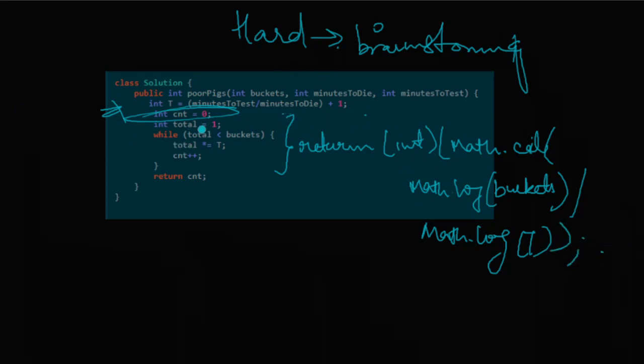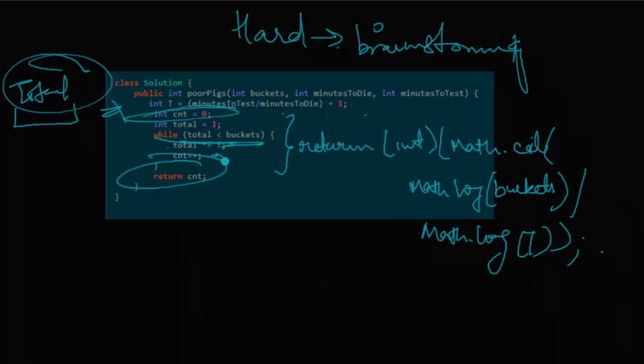Here what we are doing, the same thing, instead of finding out the ceil and log, we are avoiding that log and directly finding it out, that for the total time that we are taking, we are running this loop over and over, and the total time will check whether it's less than the total buckets, and the count will give you the count of the pigs.